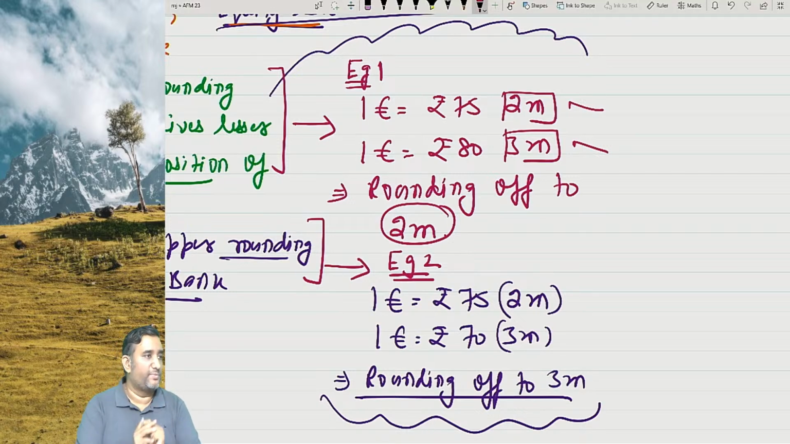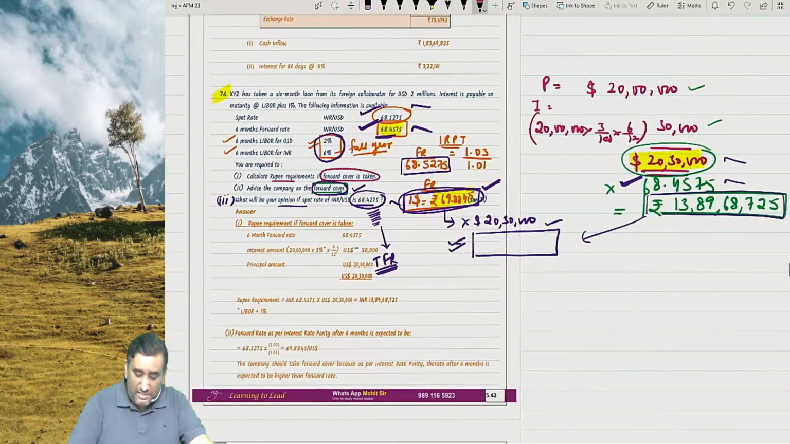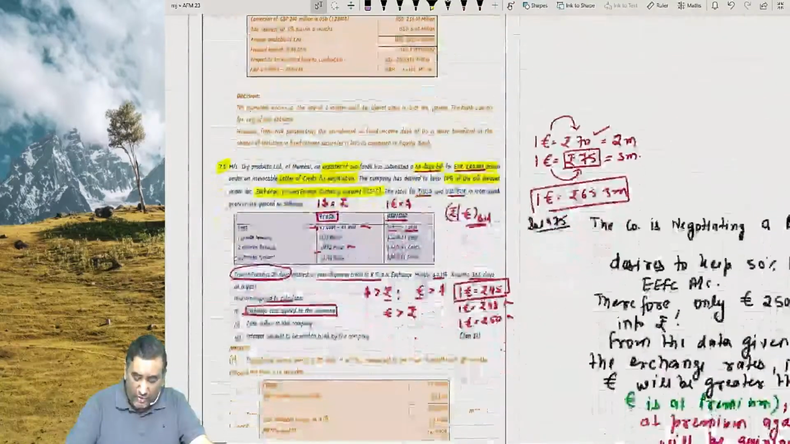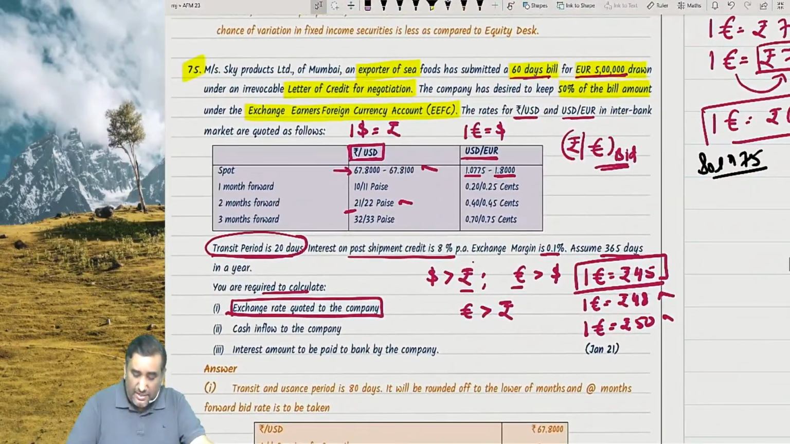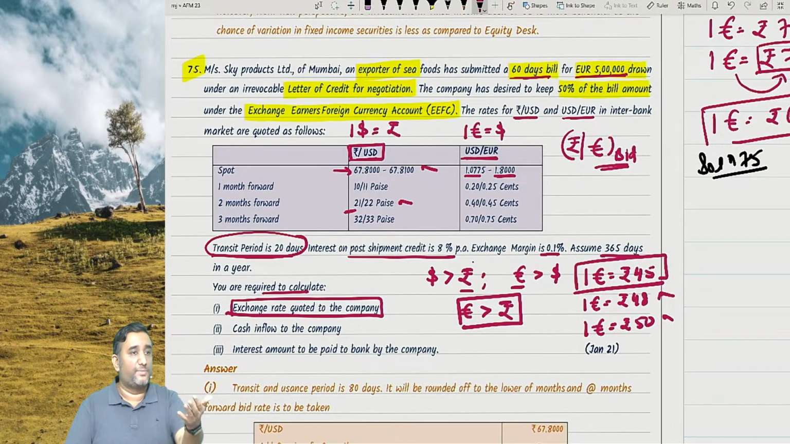That is exactly what this question is based on. If it is 75 and 70, 3 months rounding off would have come at 70. That would only happen when euro was weakening against rupee. In that case, the bank would round off to what? 3 months. So the situation here, prima facie, I can make out from here. The dollar is strengthening against rupee, euro is strengthening against dollar. It automatically means euro is strengthening against what? Rupee. That means the more the bank delays, the benefit goes to the customer.